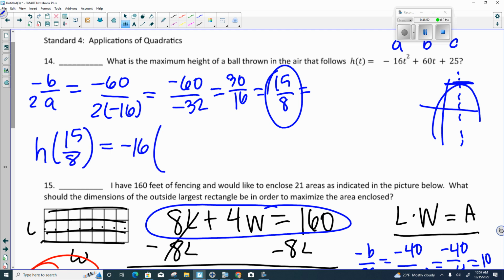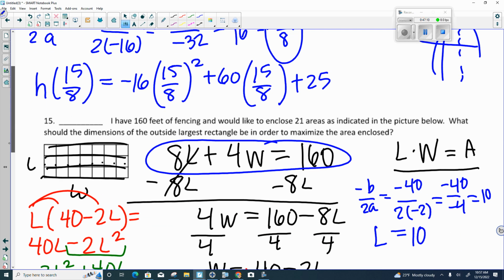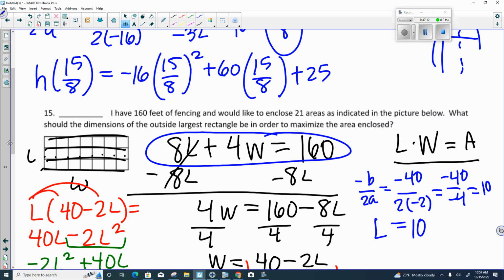Negative 16 times 15/8 squared. So fun. Better grab my calculator. I don't think I can just do this one in my head. Even if I'm using a calculator, I do it piece by piece. I never type it in from left to right. There's way too many places I can put the wrong thing. So I'm going to do 15 squared. I definitely don't have enough room to do this, though.